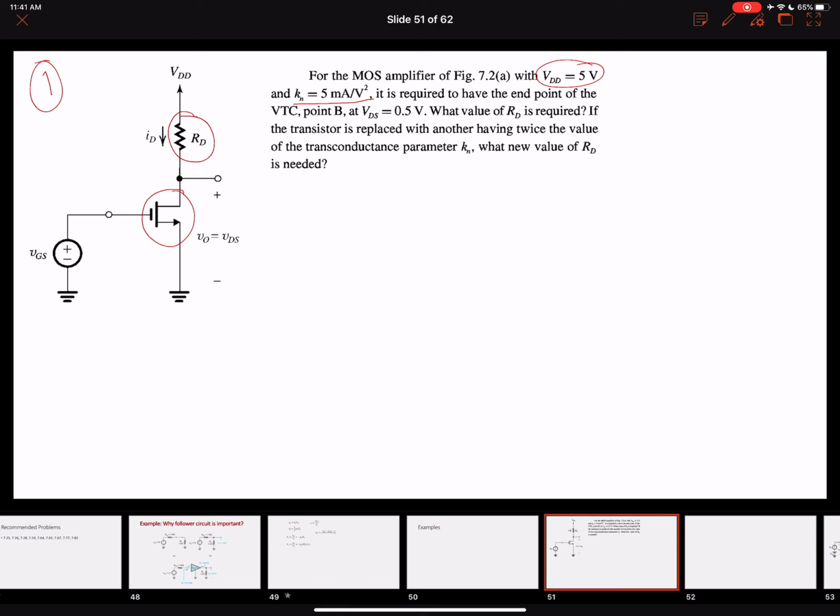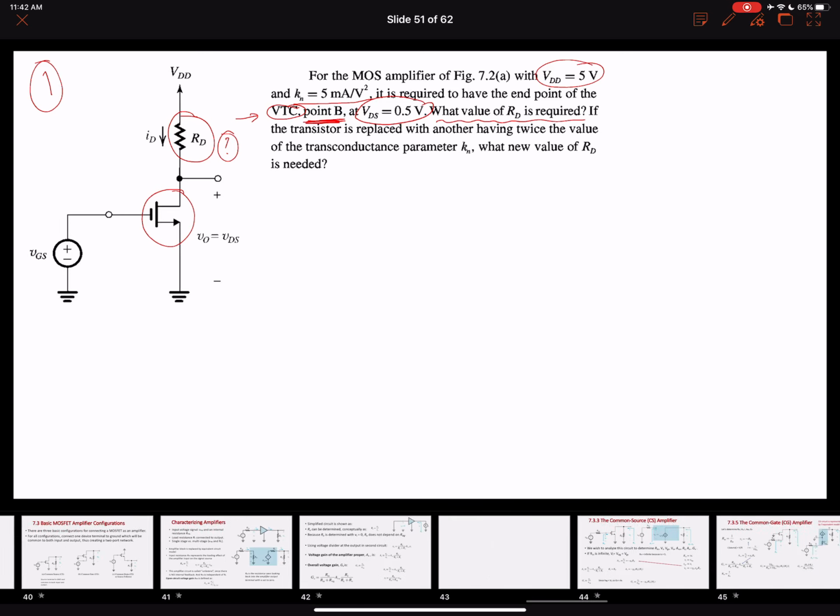We want our amplifier to operate at a point B of the VTC. VTC, if you remember, was the voltage transfer characteristics. At point B, the drain to source voltage that is given is 0.5 volts. So the question is, what is the value of the RD that is required to operate this transistor as an amplifier at point B?